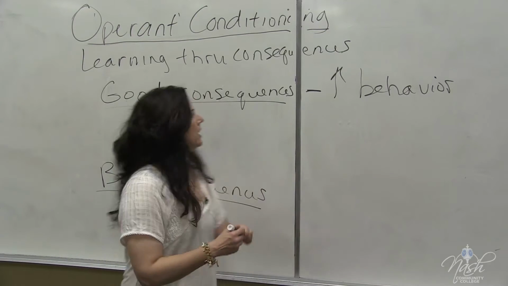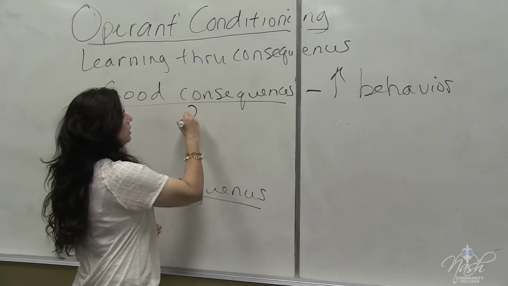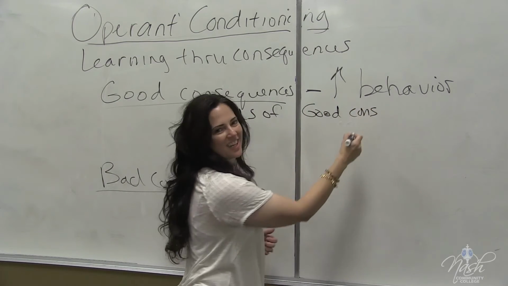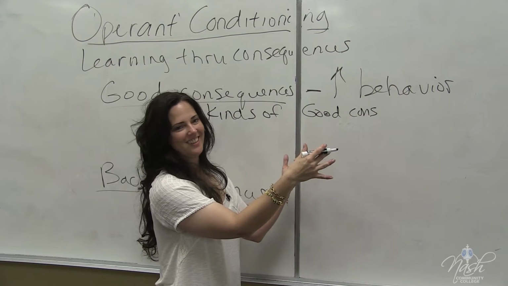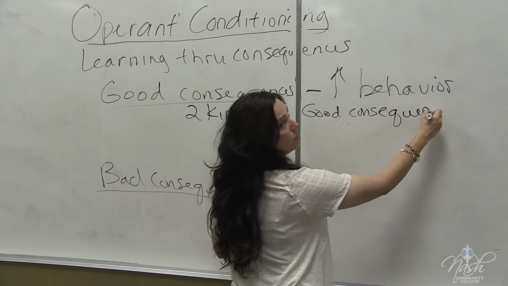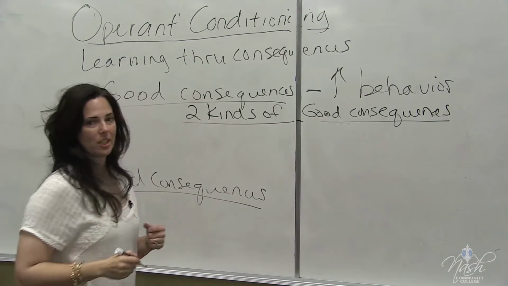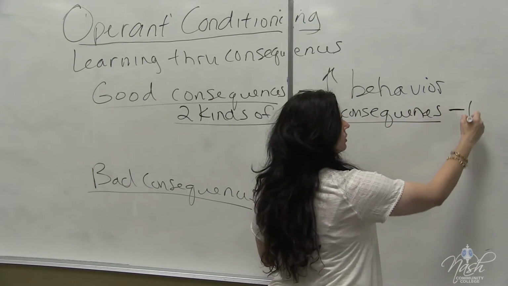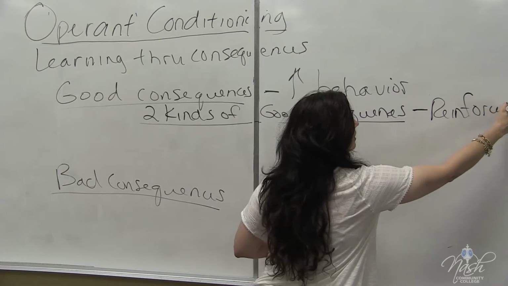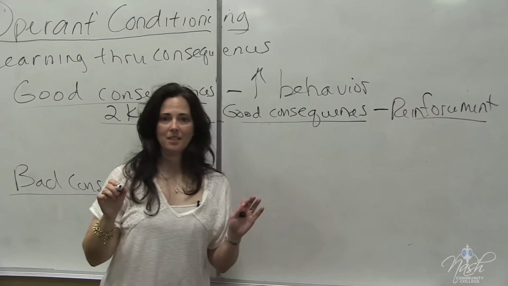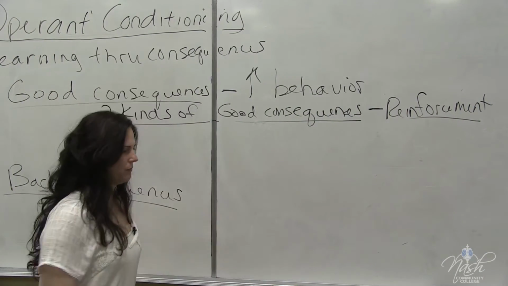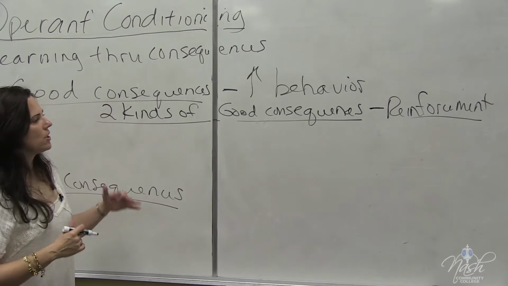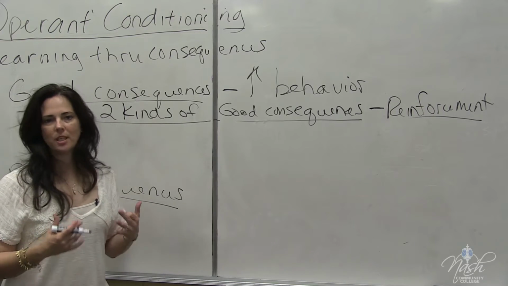We like it. There are 2 kinds of good consequences. You know psychology, we've got to break it down and make it annoyingly difficult, right? And give all kinds of new words. It's just a big vocabulary class. 2 kinds of good consequences. They both increase behavior. It will always have the word reinforcement. Reinforcement is good. If you reinforce a wall, you make it stronger and support it and more likely to stay up. So that's what we're doing with someone's behavior. We're strengthening it, making it more likely to happen again.